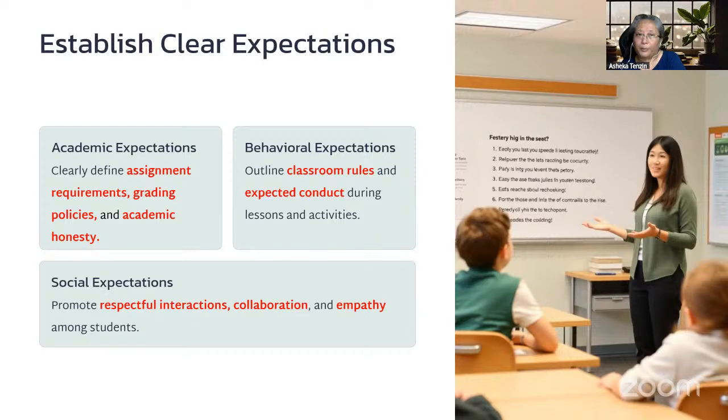The third type of expectations that we need to be very clear about are social expectations. You should tell your students that there always have to be respectful interactions between the teacher and the student, as well as between the students. There should be collaboration, and students should be empathetic to each other. These are the social expectations that you have in your class to manage the classroom.